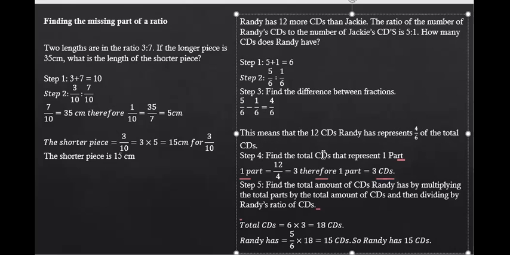So we want to find the number of CDs that represents one part. So one part would be 12/4, because 12 CDs represents 4 parts. So you'll get 3. So 3 CDs is one part.